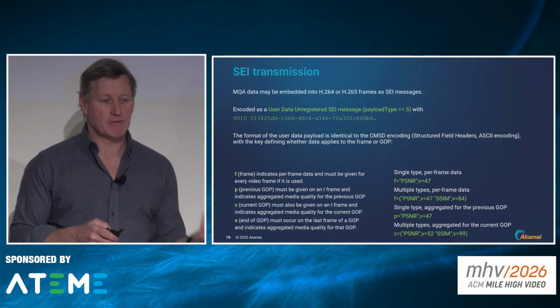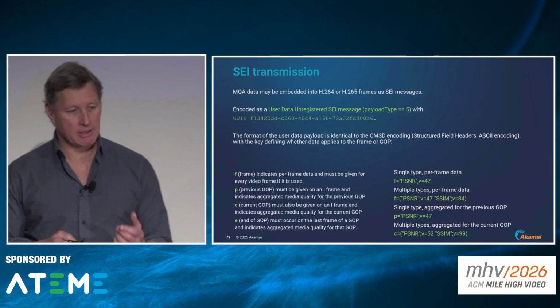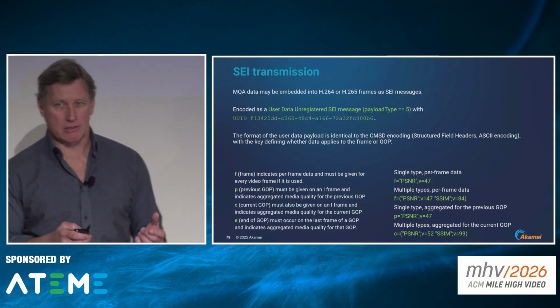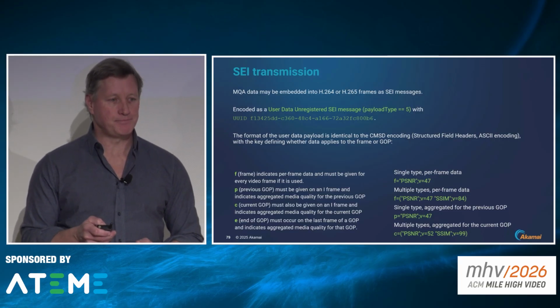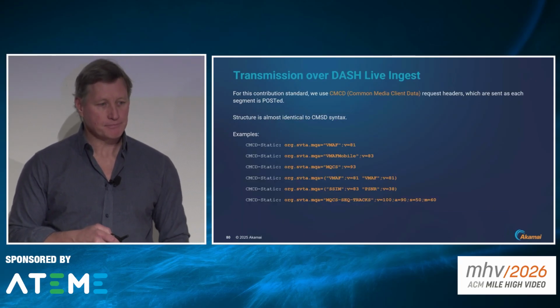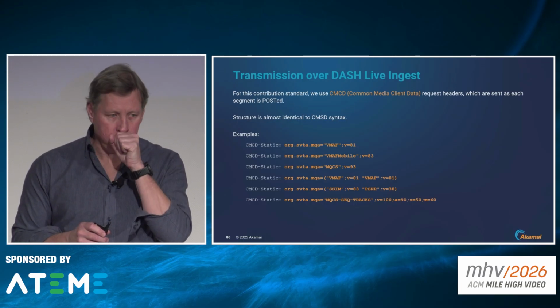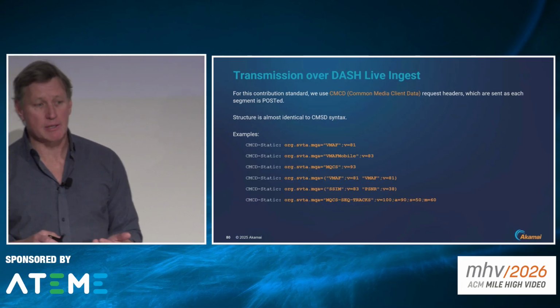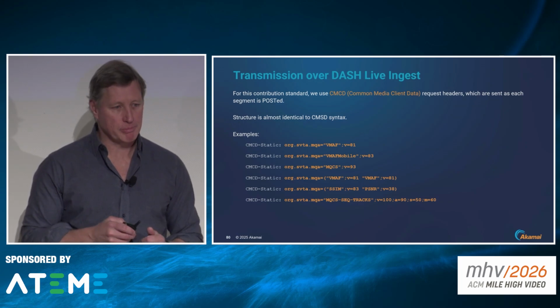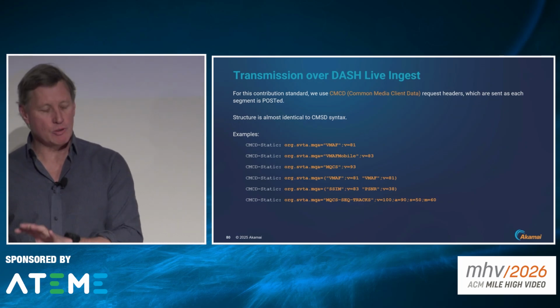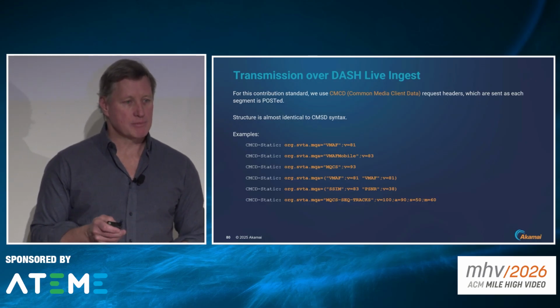This can be done at a frame level or it can be done at a GOP level, and the packager, if it's coming in at frame, is going to have to apply an aggregation algorithm in order to generate the combined value. We also do it for DASH live ingest, where we're pushing the data. So here we would use CMCD, V1 or V2, take your pick. We use the same key because the structure of the data is very consistent between CMSD and CMCD.